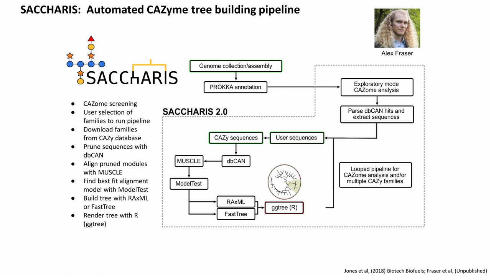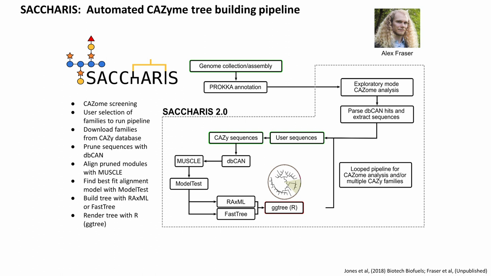And then we annotate it into open reading frames. And then there's a CAZome analysis. So this is going to pull out all the carbohydrate active enzymes. And then those are parsed into your CAZome from your data set, what we call your user sequences. These are combined with the CAZy sequences. So SACCHARIS goes and grabs all the related sequences from the CAZy database, prunes them down with dbCAN, so we're just looking at the functional module, that part of the enzyme. We do an alignment, some model testing, and then we build the tree and plot it with ggtree, which is in R.